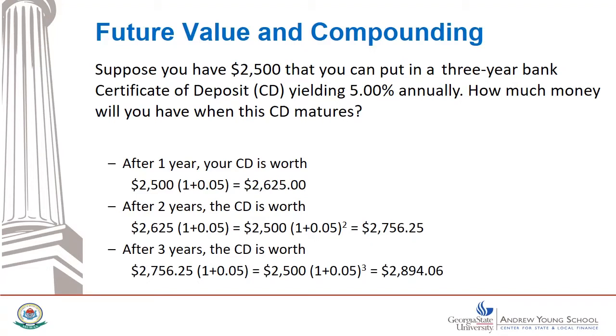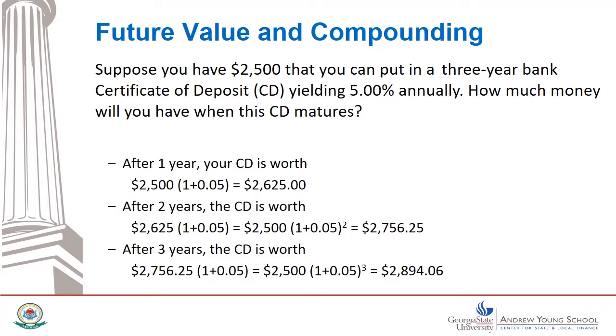Suppose you have $2,500 today, which is the present value. You can invest that amount in a 3-year bank certificate of deposit, or CD, yielding 5% compounded annually. How much money would you have when this financial instrument matures? Thus, you are solving for the missing future value.